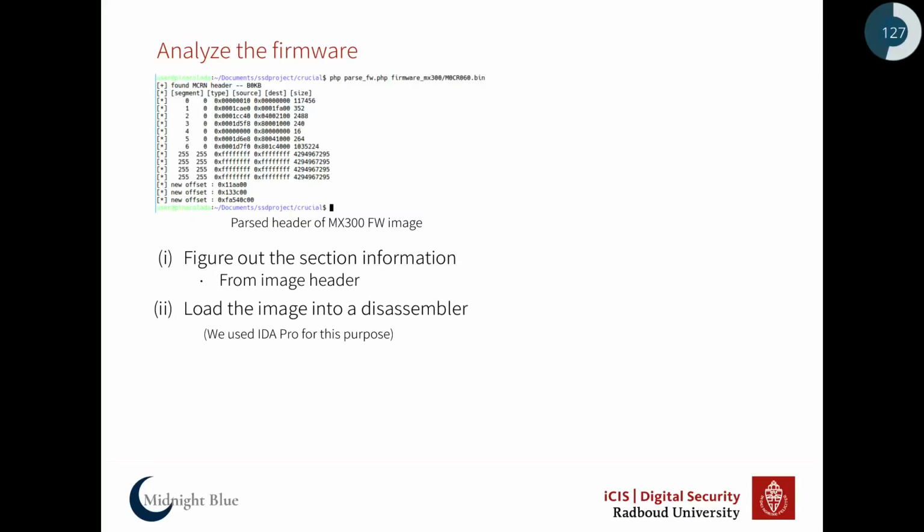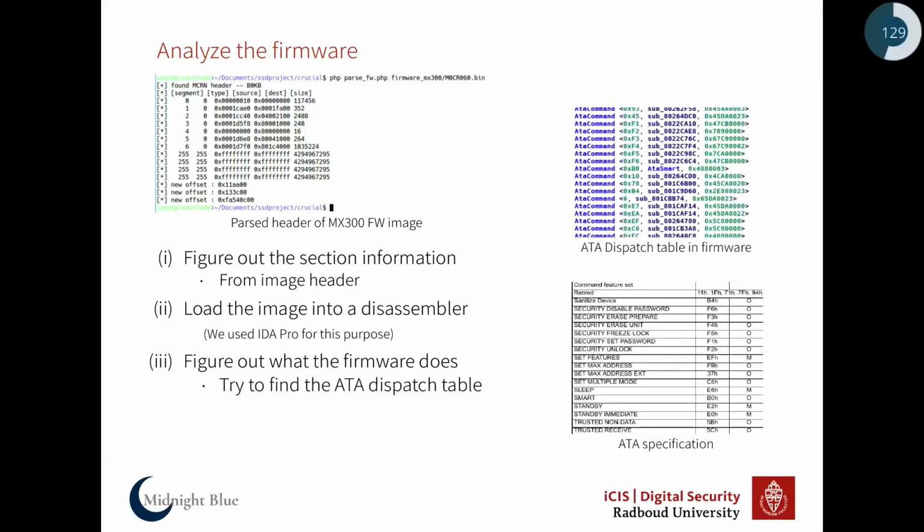Then load the image into a disassembler. We use IDA Pro for this. And then figure out what the firmware does. Now, it's easier said than done. One of the things that you probably want to look at is finding the ATA dispatch table. Basically, it's a table of structures that has at least an opcode and a function pointer that contains the implementation of that command. I haven't seen any manufacturer that doesn't do it this way.